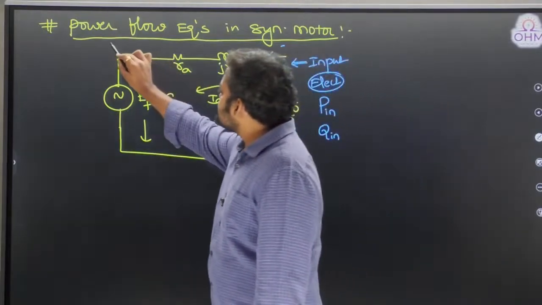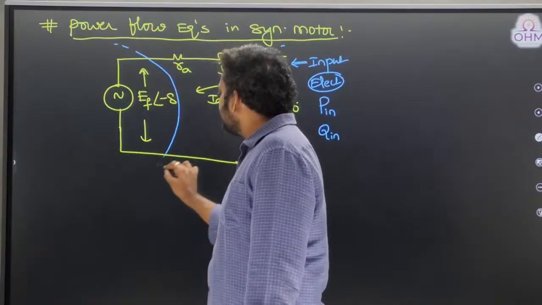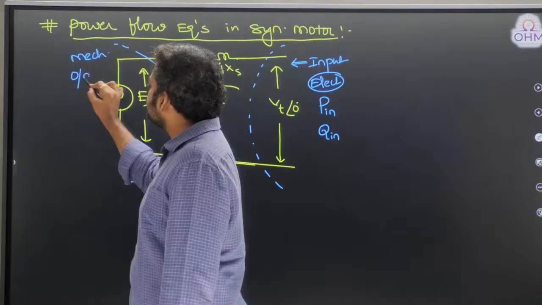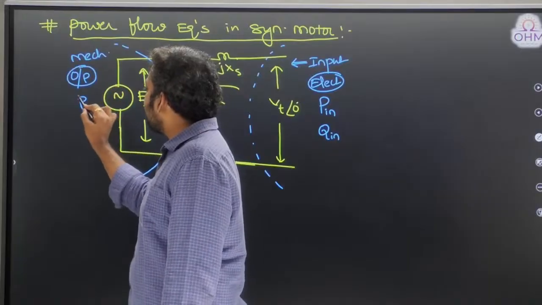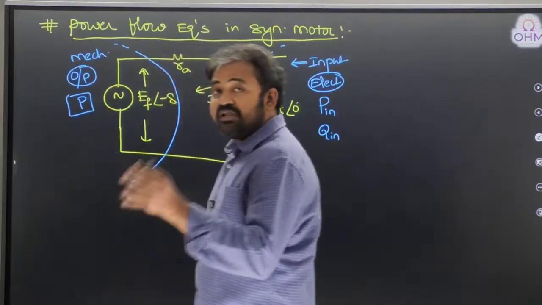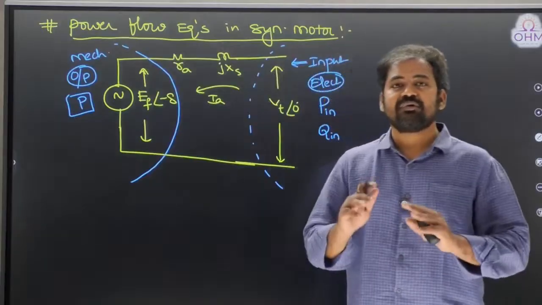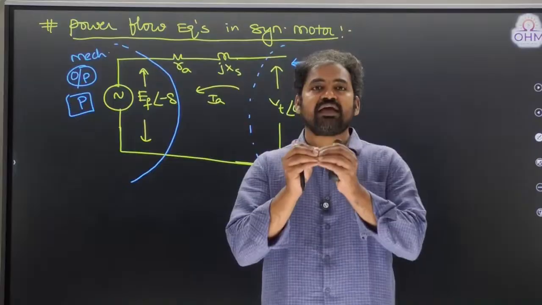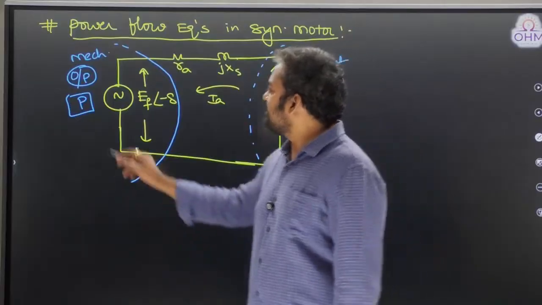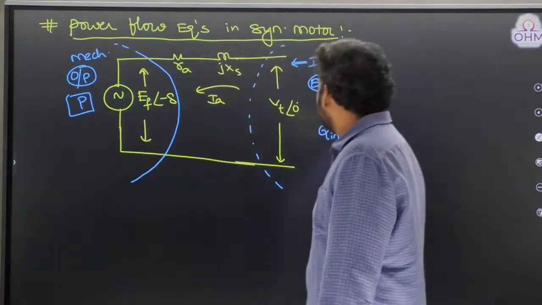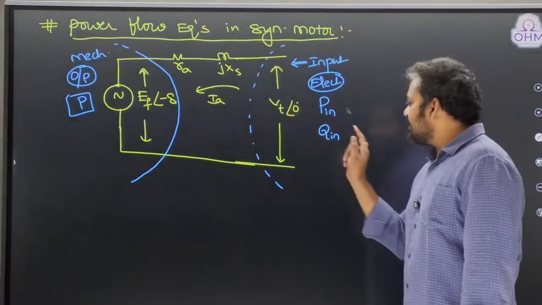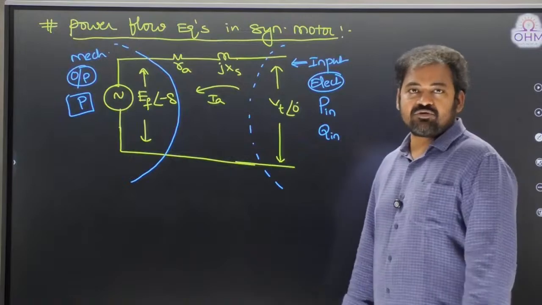Can I say this is going to be now mechanical domain? Mechanical domain, and this is the output part of the machine. Output part, and there will be only active power. Why? Because mechanical power does not have a reactive term. Mechanical power will have only an active term, right? So we will calculate output active power. But on the electrical domain, input side, input active power as well as input reactive power we have to calculate.